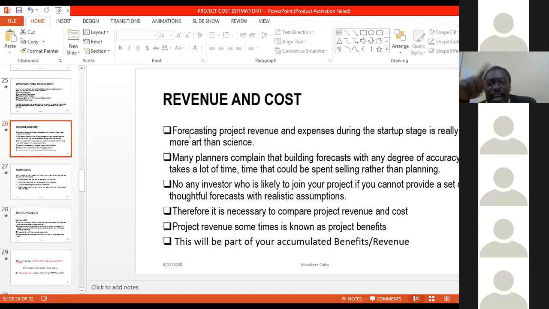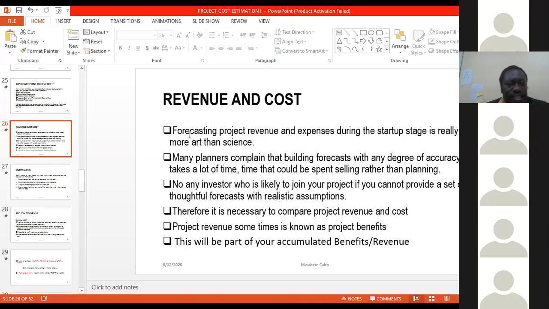How much will be the size of the cash flow? Are we going to have a surplus being generated? What is the lesson that we are going to get out of that? So many planners complain that building a forecast with any degree of accuracy takes a lot of time. Of course, it is time consuming. When you are forecasting the future, it is time consuming. The future is uncertain, nobody knows. But again, there is no single formula that we can use to predict something.